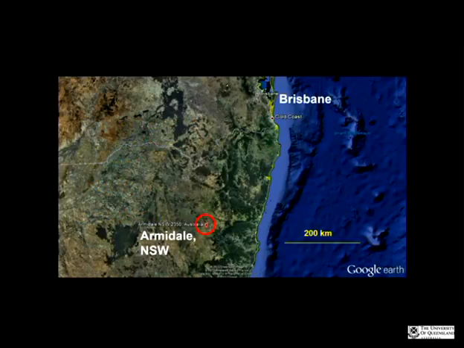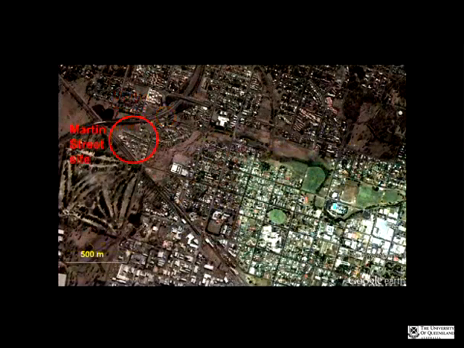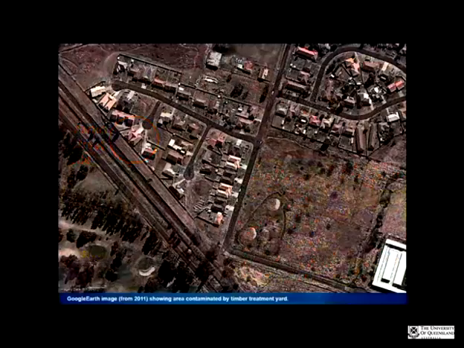So for those that don't know, this is Armidale in New South Wales. And our red circle there, that's the Martin Street site in Armidale. That's sitting close up. What you hopefully can see from that image, you can see it's developed. So you can see there's a number of houses on that site. And that's it up close. There you go. There's your development. You can see it's quite highly developed.